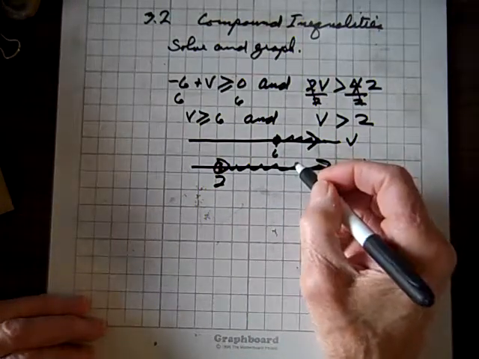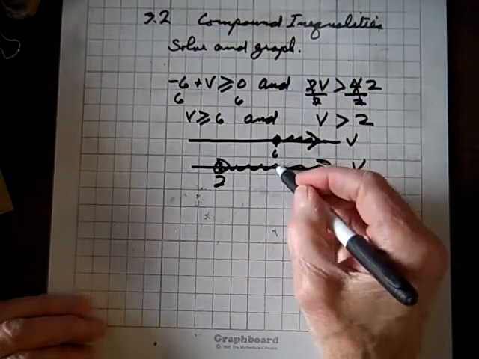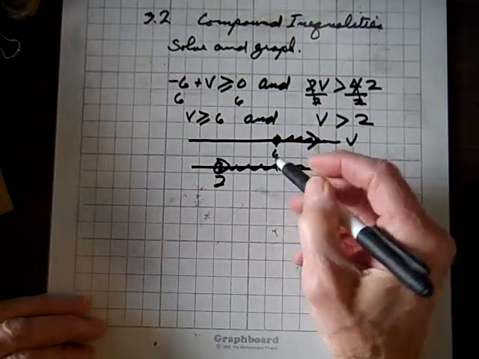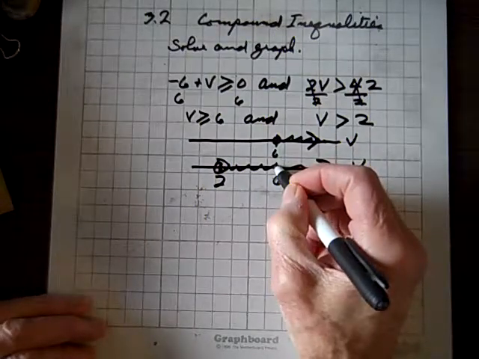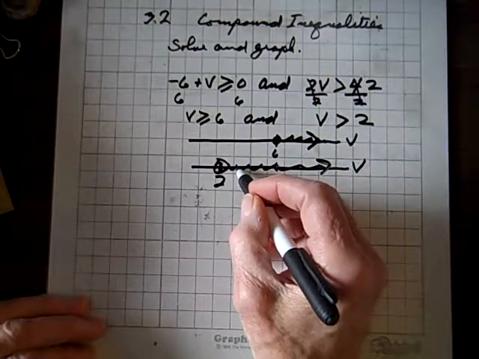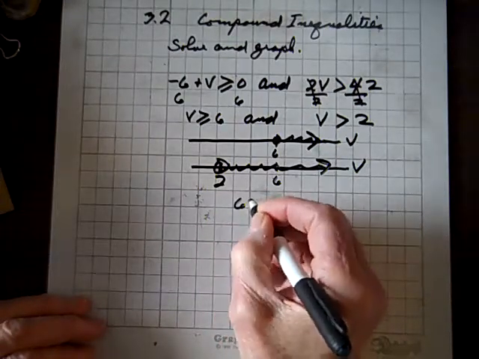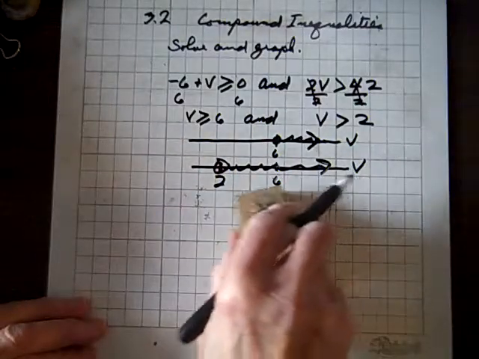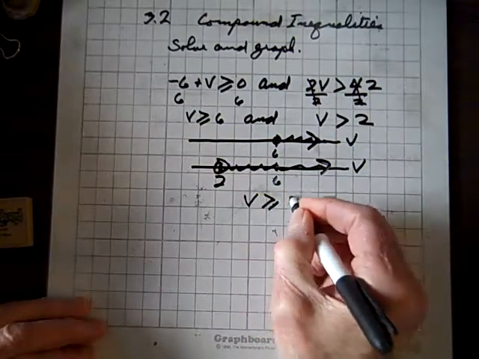So now, looking at these two graphs, what's the smallest point that satisfies both of these inequalities? Well, it is 6. Because 6 is shaded here, it's also shaded here. But all values less than 6 are only shaded on this line, not on that. So the solution is, beg your pardon, v is greater than or equal to 6.